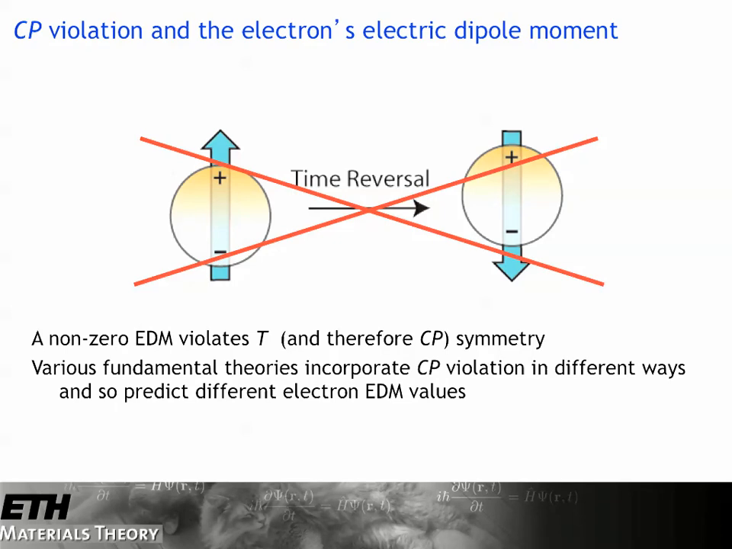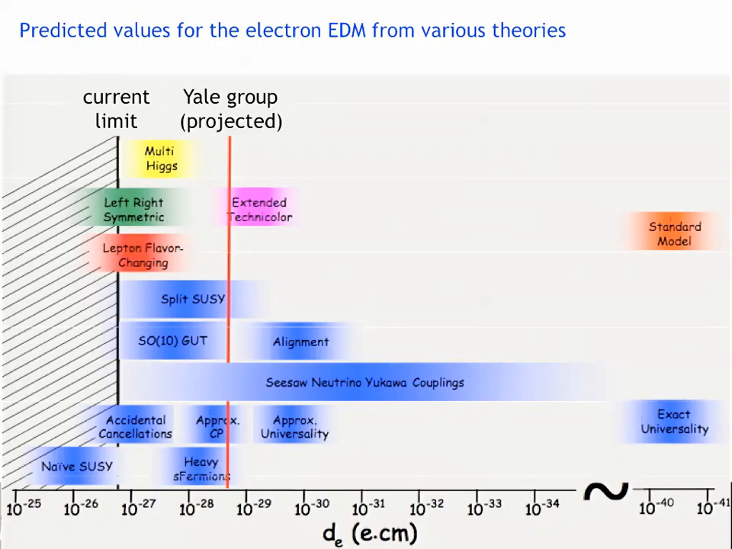So an electron with a non-zero electric dipole moment violates time reversal symmetry, and there's a fundamental theorem that states that the product of time reversal symmetry, charge conjugation, and parity is always totally symmetric. So an electron that violates time reversal symmetry violates CP symmetry. Okay? So now it gets really interesting. Various fundamental theories, in particular various extensions to supersymmetry, incorporate CP violation in different ways, and so they predict distinct values for the electron electric dipole moment. And here's a plot of their predictions.